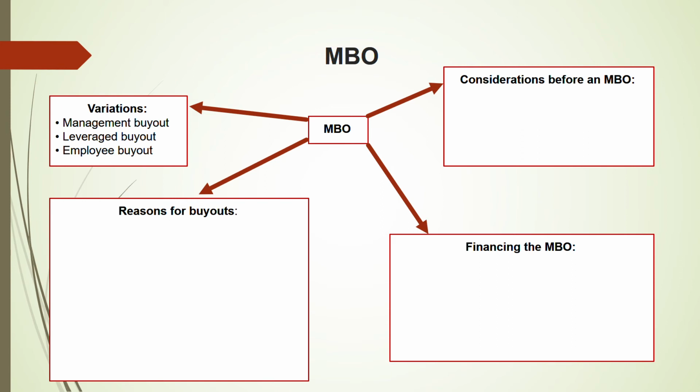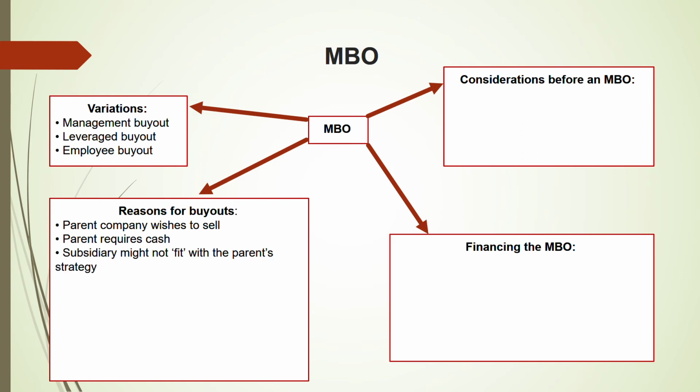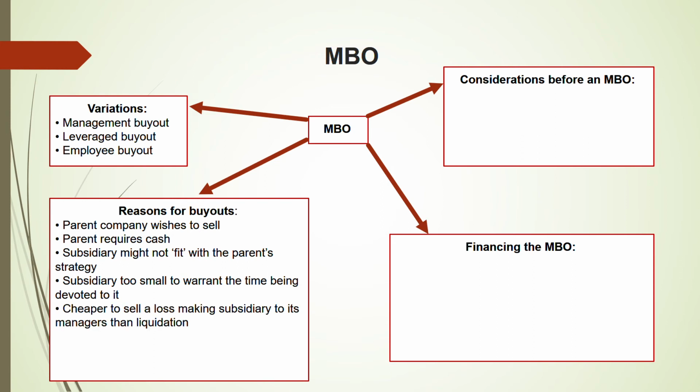Right? Now, reasons for buyout. Why do you want to go for buyout? You need to know the reason. Number one, parent company wishes to sell. Simply the parent wants to sell. It's their wish because they feel that they cannot control too much. Second, parent requires cash. Third, subsidiary might not fit with the parent strategy. Subsidiary is too small to warrant the time being devoted to it. Because if the parent feels this subsidiary is too small, they might sell it off. Cheaper to sell a loss making subsidiary to its manager than liquidation. Rather than going to liquidation, better to sell to the manager, right?